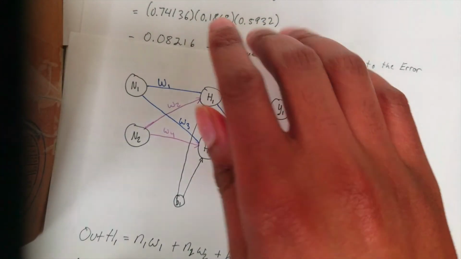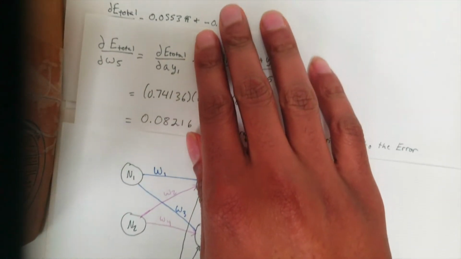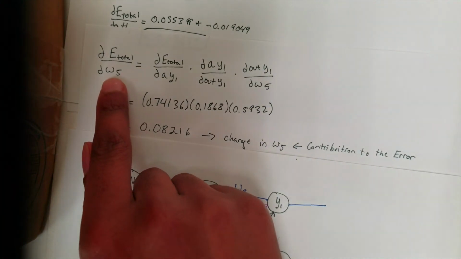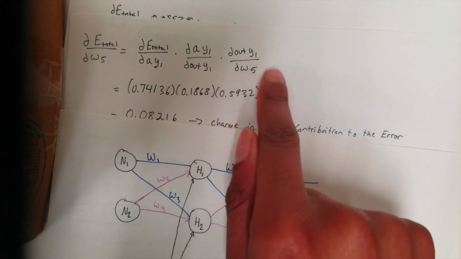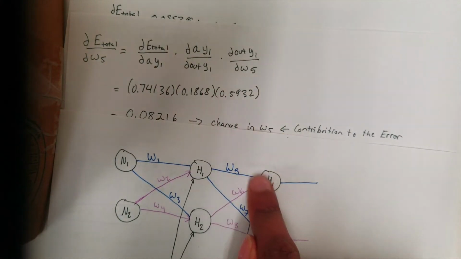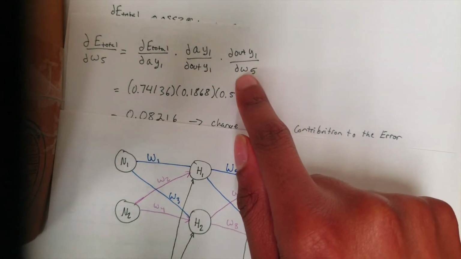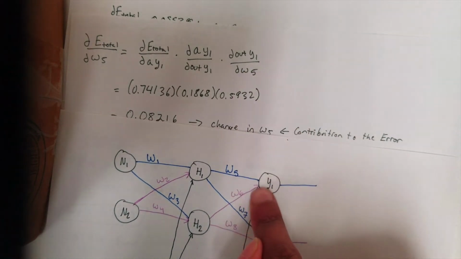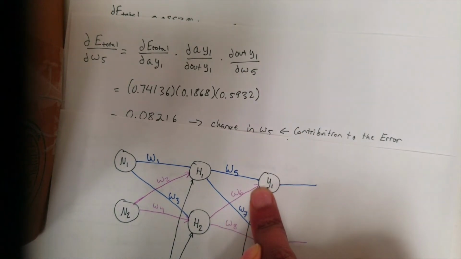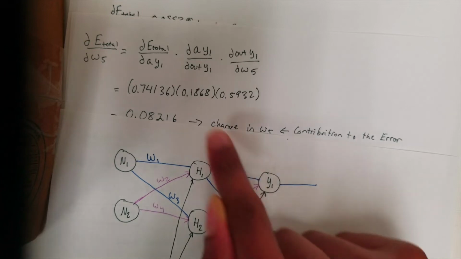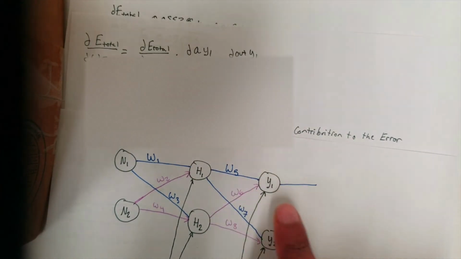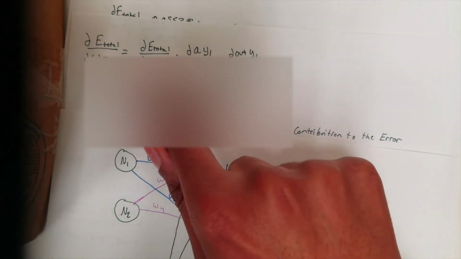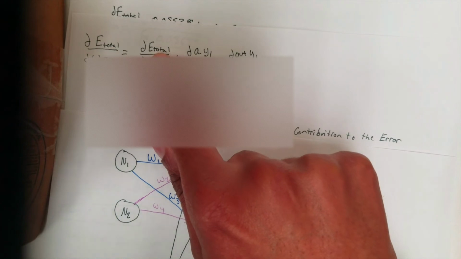In the same way that we calculate the error of weight 5, if we're going this way, because this is how it will work, it would be the error of weight 5 with respect to the output of y1. Then it was the contribution of the output of y1 to the activation of y1, which is the squisher function, and then the contribution of the activation of y1 to the error total.